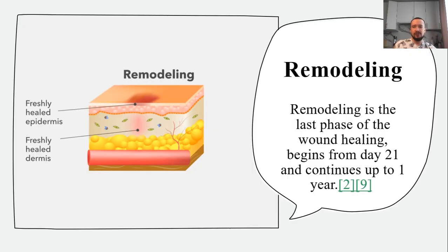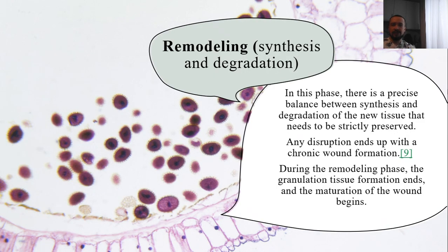Remodeling is the last phase of wound healing. It begins from day 21 and continues up to 1 year. In this phase, there is a precise balance between synthesis and degradation of the new tissue that needs to be strictly preserved. Any disruption ends up with chronic wound formation. During the remodeling phase, the granulation tissue formation ends and the maturation of the wound begins.